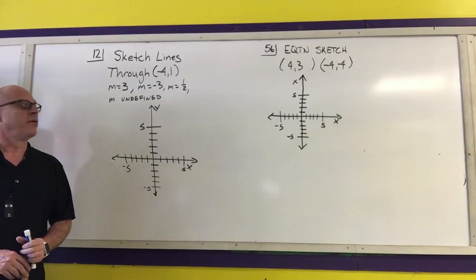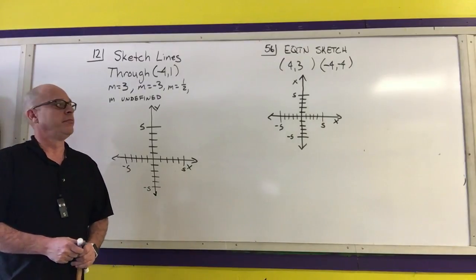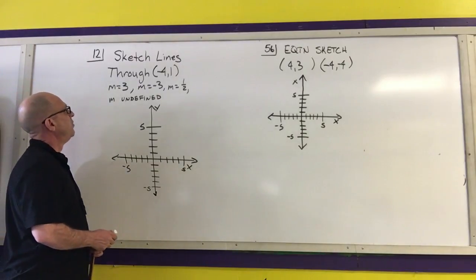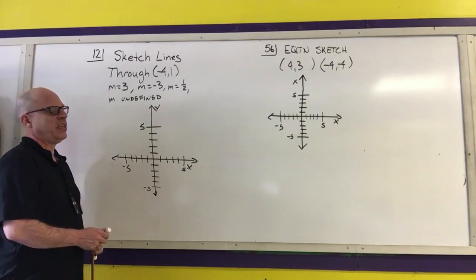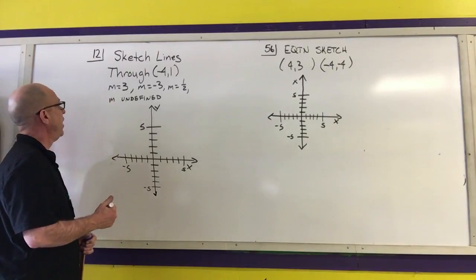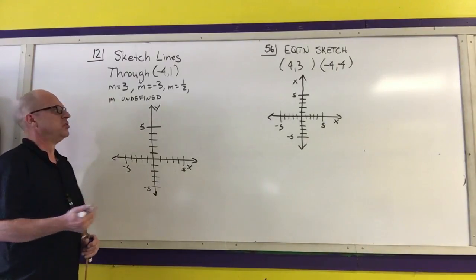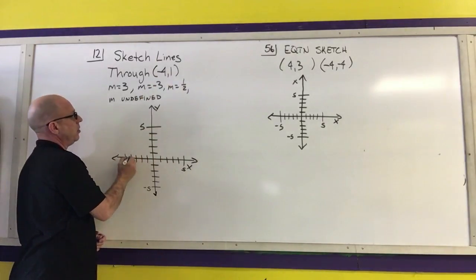The first two homework example problems I'm going to do from section 2.1 are problems number 12 and problem number 56. Problem 12 says to sketch lines through the point -4, 1, and then they give you 4 different slopes. And they want them all plotted on the same graph. So we're going to sketch them using the slope method. So all lines go through the point -4, 1.